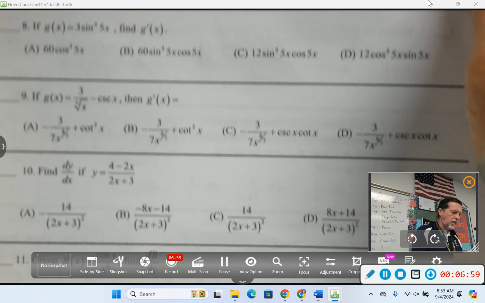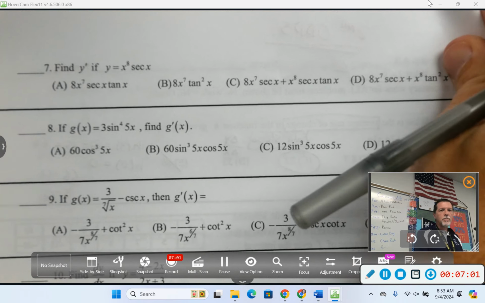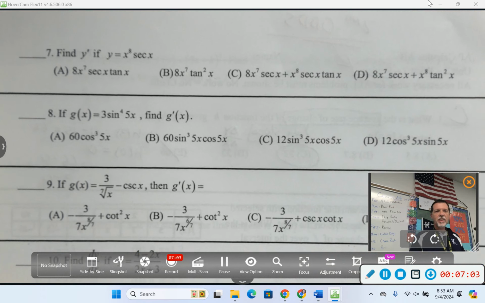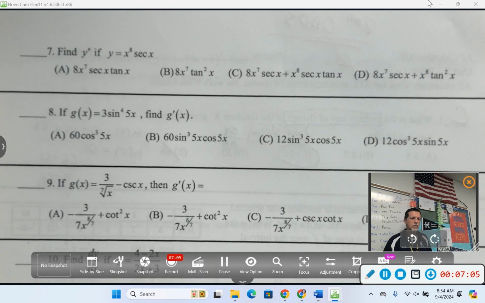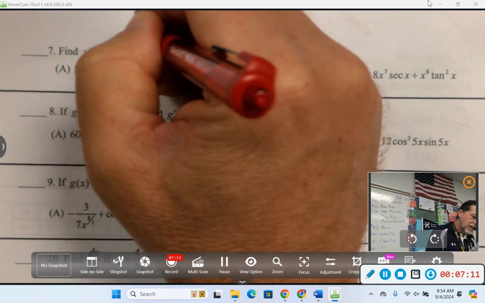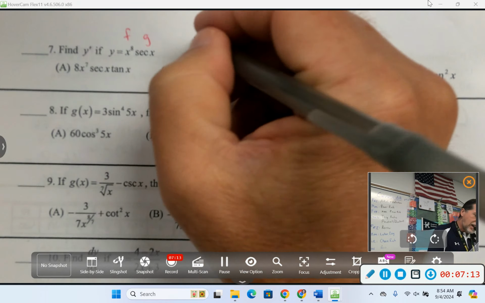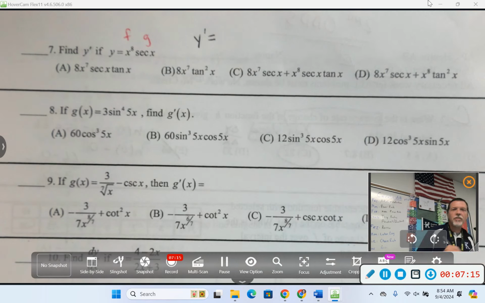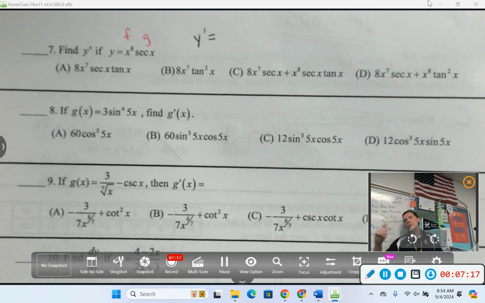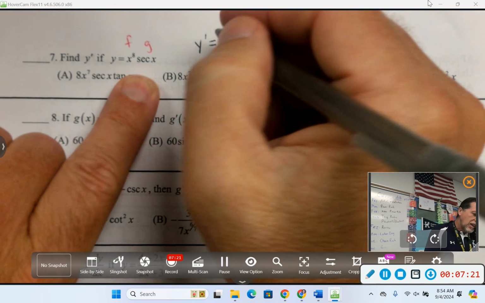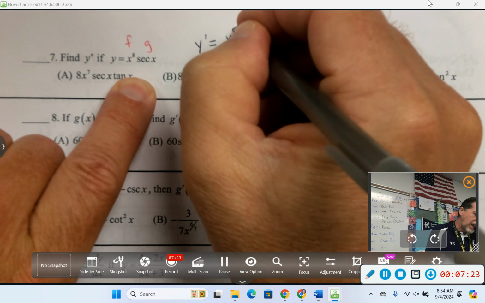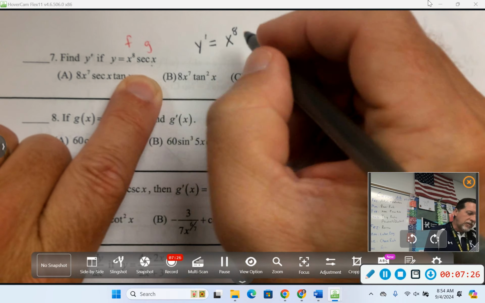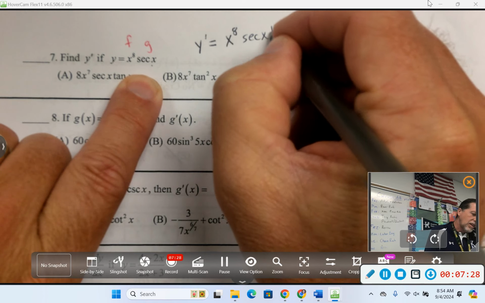Number 7. What rule am I going to need for number 7? I don't think it's the chain rule. I think it's the product rule. And it looks straightforward enough, so I don't think I'm going to write f prime and g prime separately and then piece them together. I'm just going to do it on the fly. So the first one is x to the 8th. The derivative of secant is secant tangent.